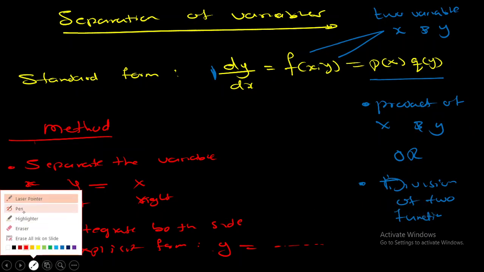So let's quickly look at how we can solve separation of variables. For example, we have dy over dx.